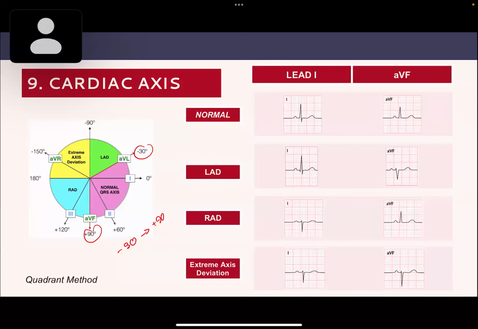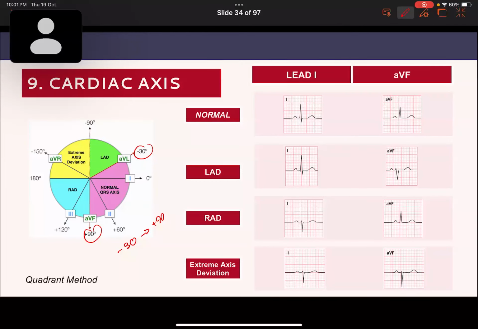All right, so back to the cardiac axis. The first thing that you guys can do, and that would help you so much in answering the questions, is drawing the cardiac axis yourself. So I'll need you to take out a paper and a pen and draw this with me.